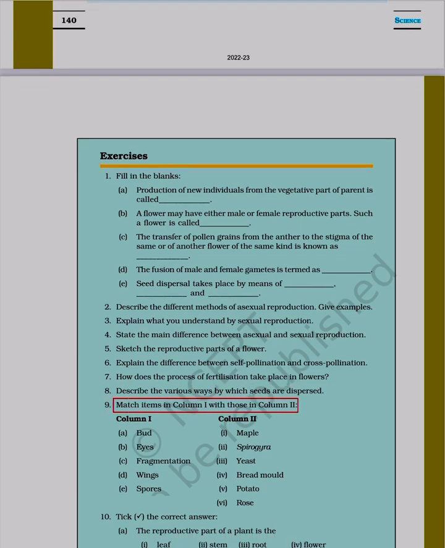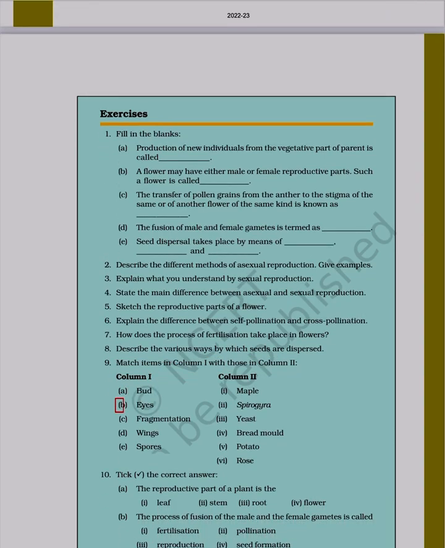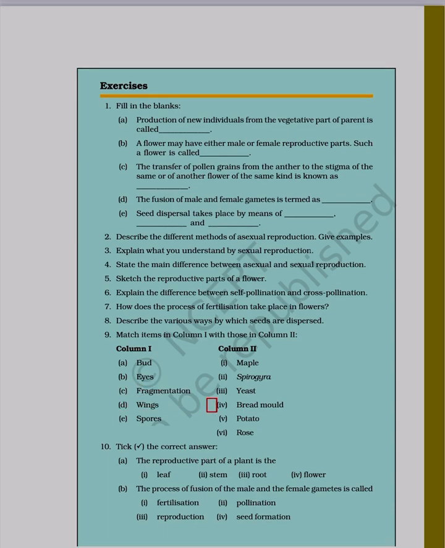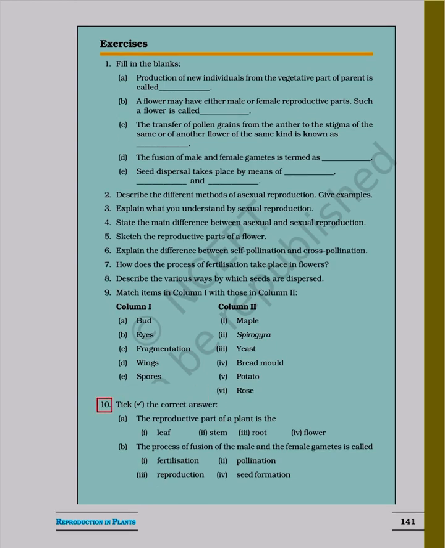9. Match items in column I with column II. Column I: A. Bud, B. Eyes, C. Fragmentation, D. Wings, E. Spores. Column II: Maple, Spirogyra, Yeast, Bread mold, Potato, Rose.